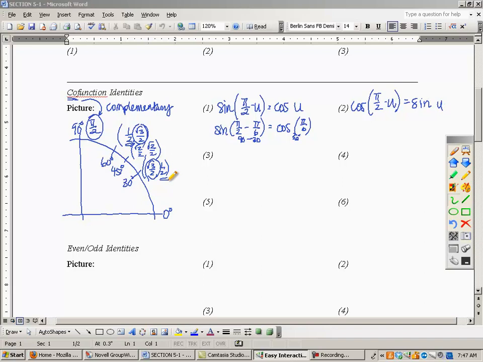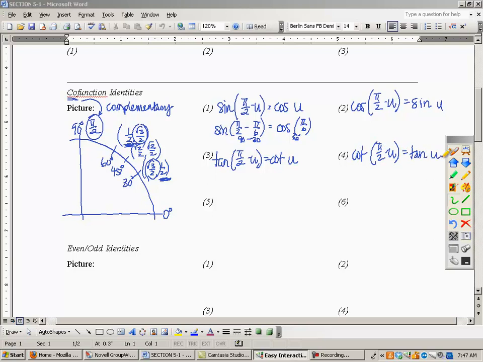Sine of 60 is the same thing as the cosine of 30. And that's the idea as we go through. Tangent is slightly different. The tangent of pi over 2 minus an angle is the same thing as the cotangent of that angle, and it works vice versa. Cotangent of pi over 2 minus the angle equals the tangent of that angle.